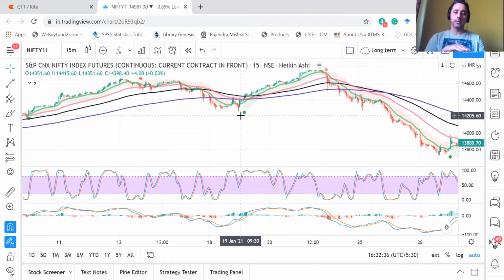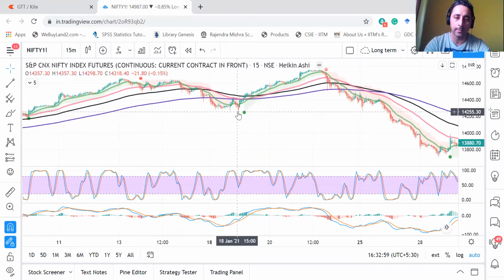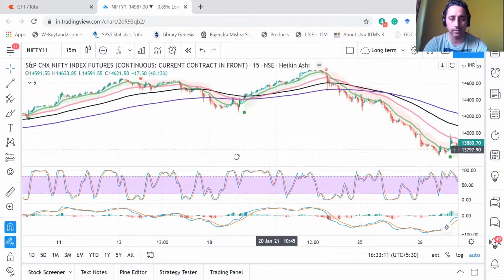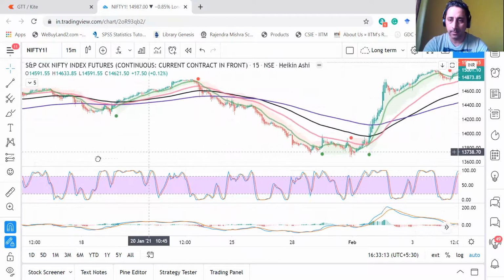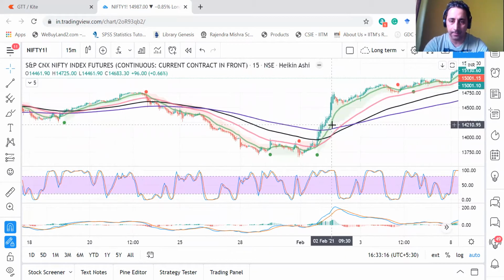Another important thing I would like to highlight here is creating double GTT orders. You should do this, because if you remember the coronavirus situation, there was a sudden fall in every asset, whether it's Nifty, Bank Nifty, or other stocks. Sometimes the market opens with a gap up or a gap down. Gap up means my price was here, the next day the market opens, and there is a jump in the price.